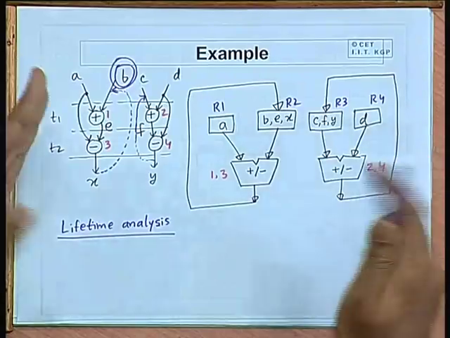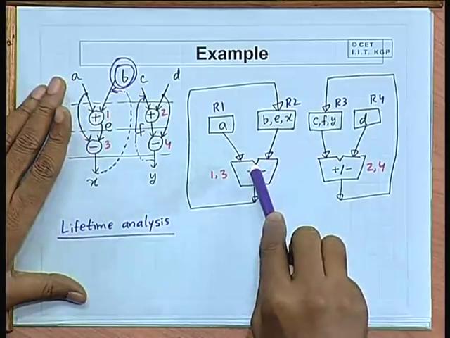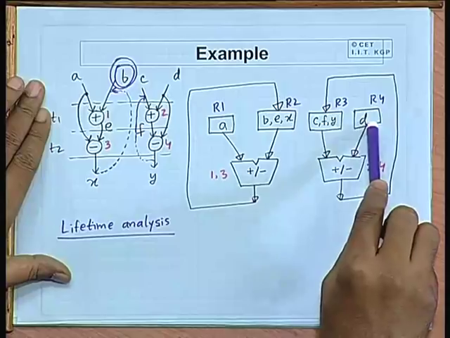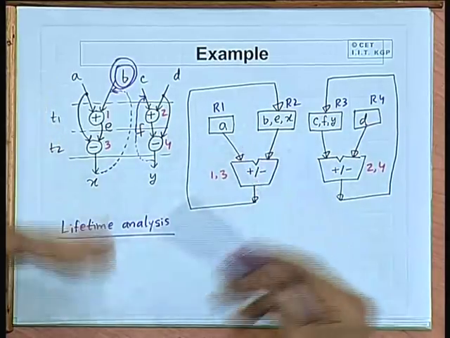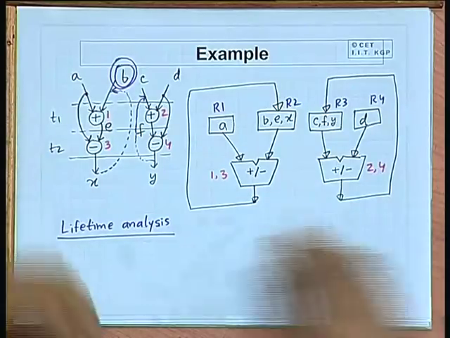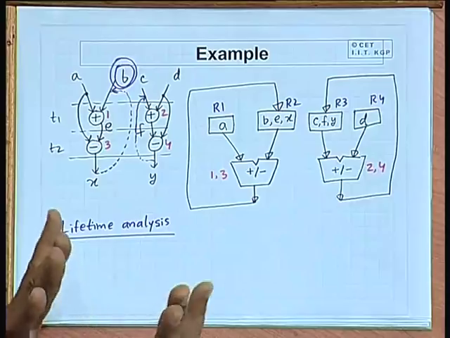So, using these kind of operations in sequence, you can finally end up with a data path which will contain the functional units, which will contain registers to store the operands, and which will contain also interconnections and multiplexers to route the different values in the different places. Now, with this we finish our discussion on synthesis for the time being.